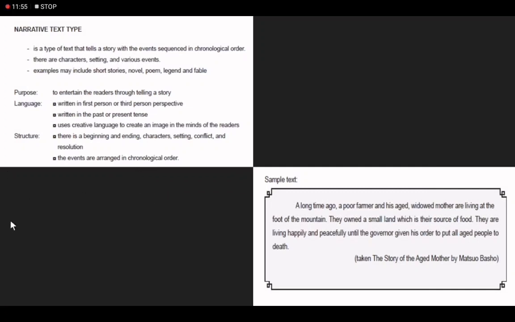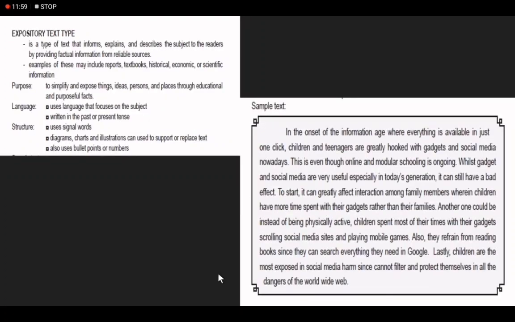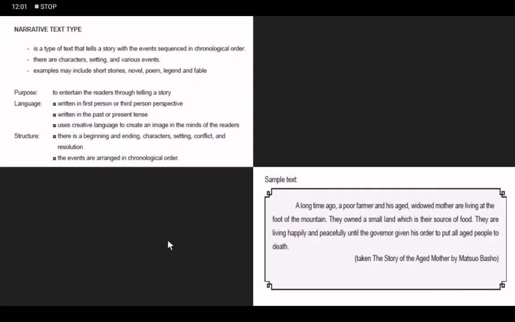So here are the different types of text. We will discuss them one by one. Let's begin with the narrative text type. What is it? It's a text type that tells a story. So please do remember that point. Narrative text type tells a story with the events sequenced in chronological order. There are characters, setting, various elements or events are there.